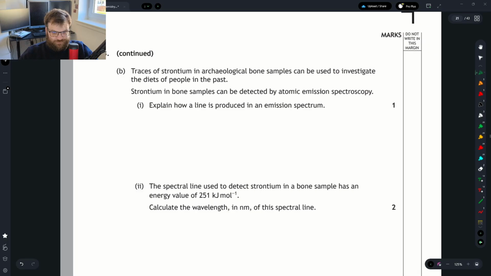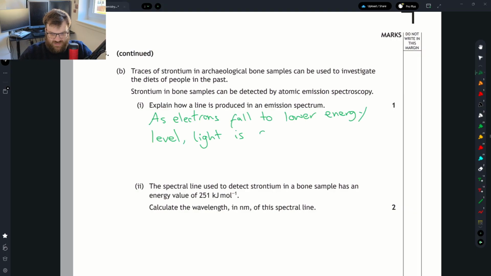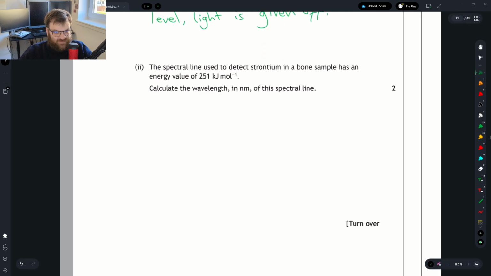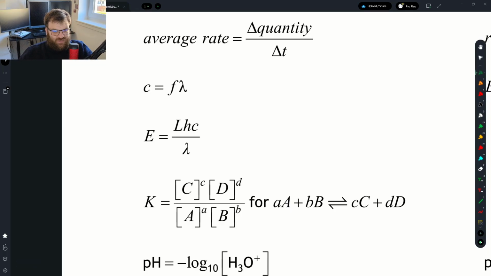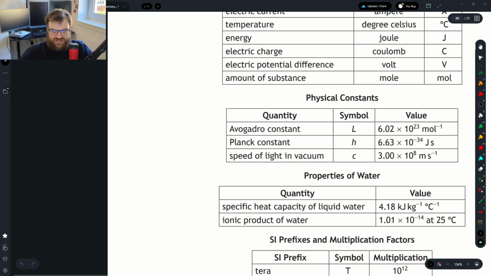Next up, we're talking about emission spectroscopy. How do we get a line? It's about emitting or giving off light. As they fall to lower energy levels, light is given off. This one, we're asked to calculate the wavelength. We're going to go to the data booklet to get the relationship. I'm going to deal with E equals LhC over lambda. The three constants that you need are on page number 20.